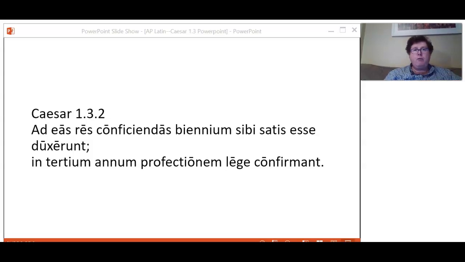Hi, so now I'm going to go over part 2 of chapter 3. In this little section we have two independent clauses. Now we have to understand again Helvetii as the carryover subject from the last sentence. So let's look at the first clause, running from ad eos through duxerunt.